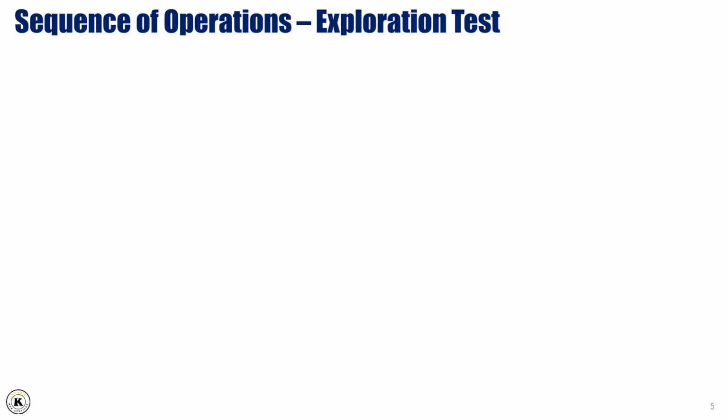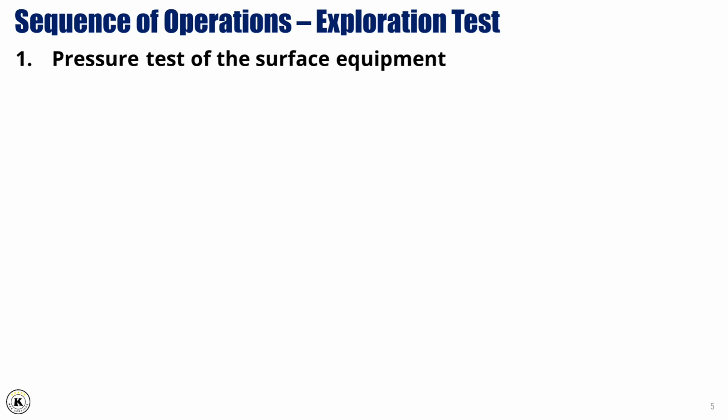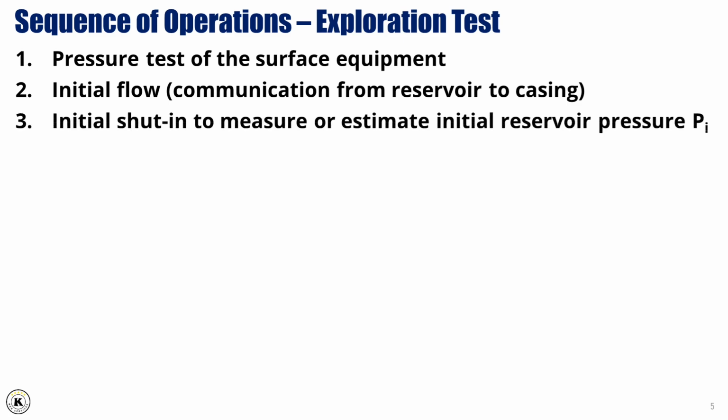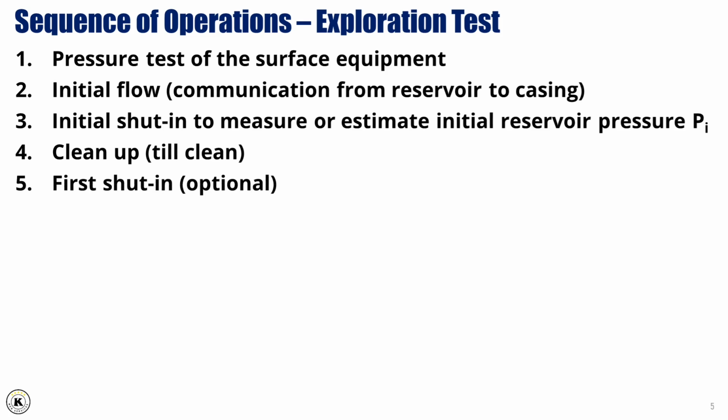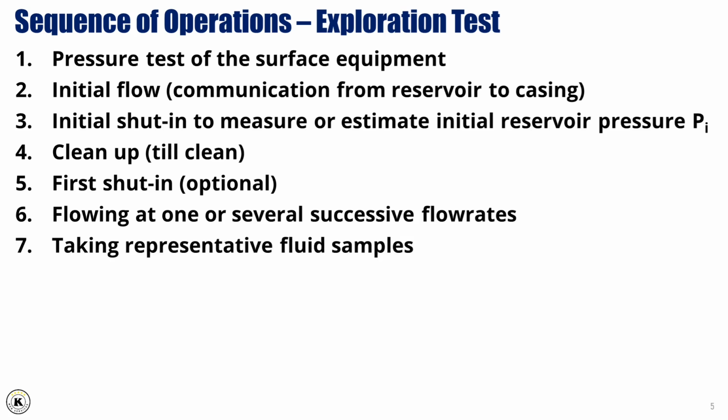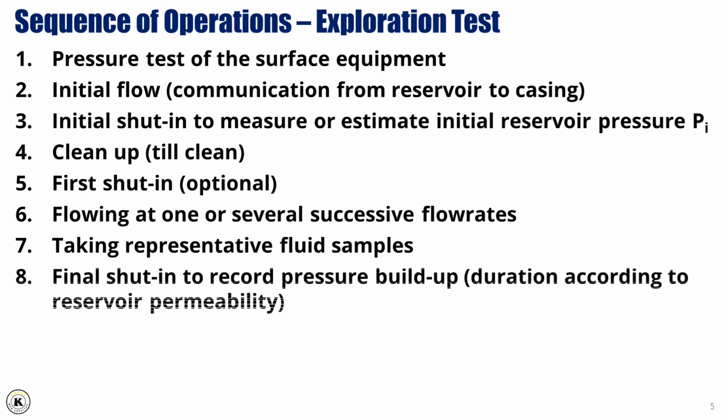Sequence of operations of an exploration test. 1. Pressure test of the surface equipment. 2. Initial flow, communication from reservoir to casing. 3. Initial shut-in to measure or estimate initial reservoir pressure. 4. Clean up till clean. 5. First shut-in, optional. 6. Flowing at one or several successive flow rates. 7. Taking representative fluid samples. 8. Final shut-in to record pressure buildup, duration according to reservoir permeability.